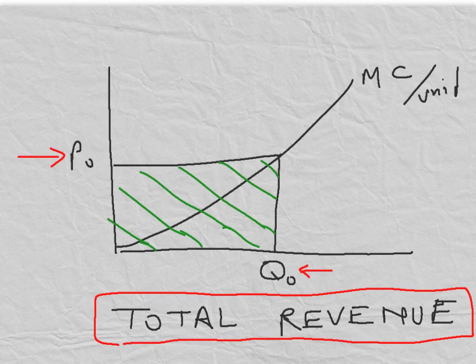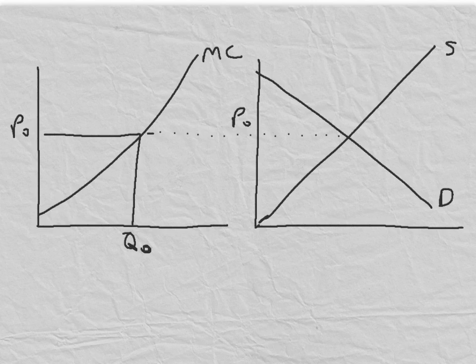So now, if we compare the total cost of production against the total revenue, we see that the total cost of producing Q0 units is the area under the marginal cost curve, but the total revenue is the entire green rectangle. We see that total revenue is definitely greater than total cost. The whole green area is greater than the red area.